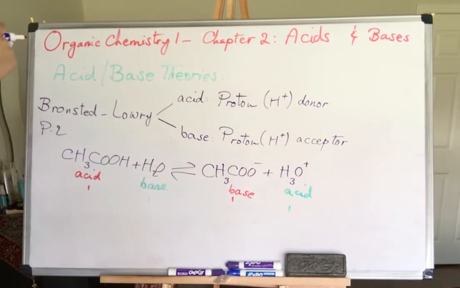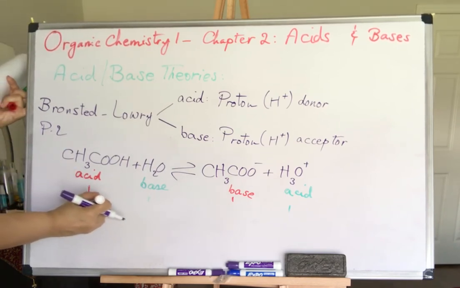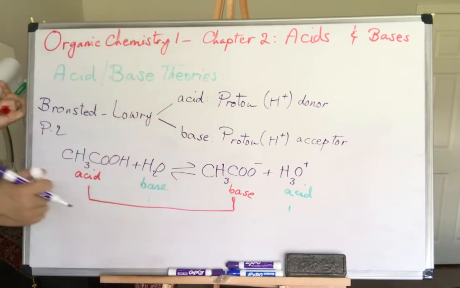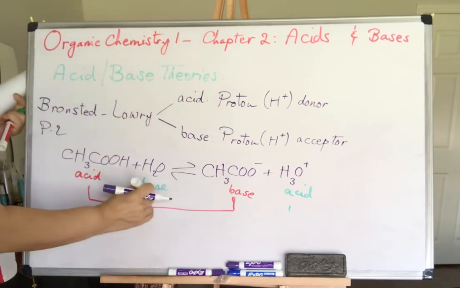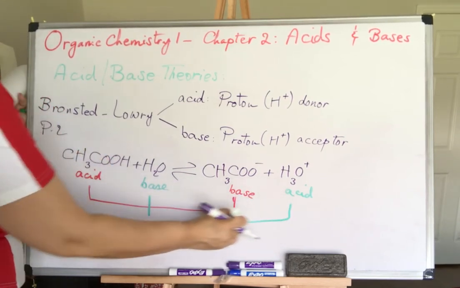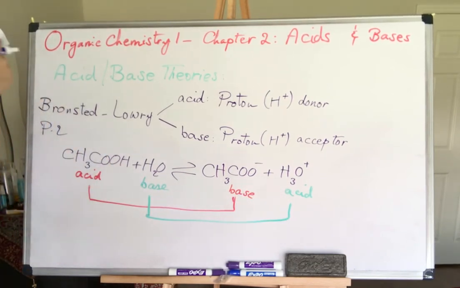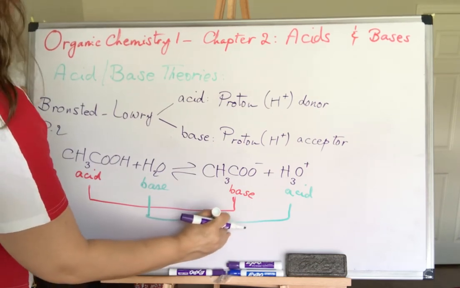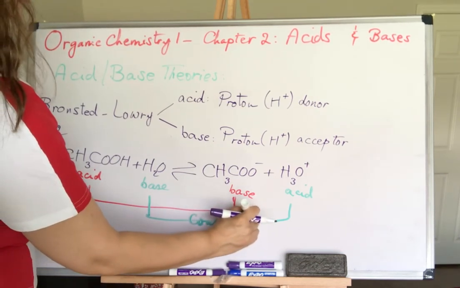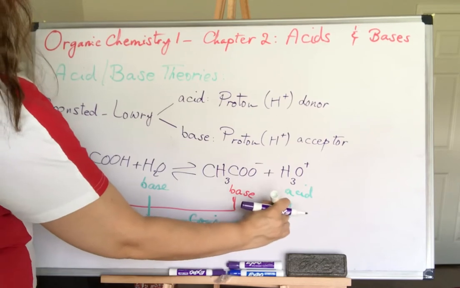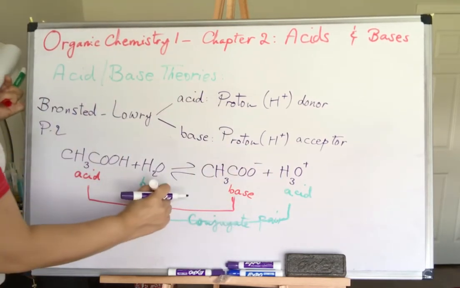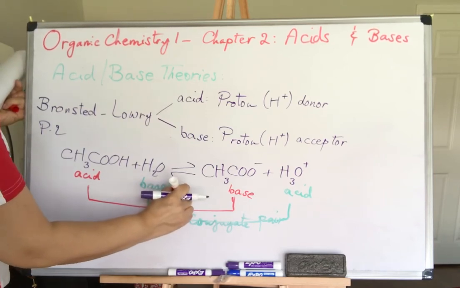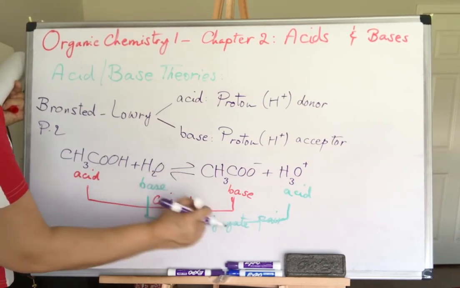Now you see there is a relationship between the acidic form on the left side and basic form on the right side. And the same for H2O and H3O, base and acid. So we call these pairs conjugate pairs, conjugate acid-base pairs. And you're supposed to determine them and know how to determine them. You already had them in general chem, nothing new.